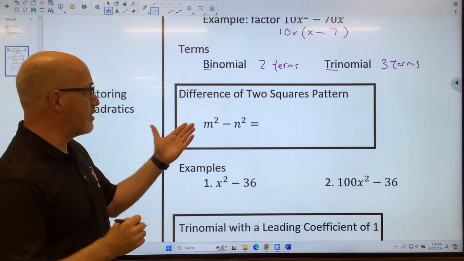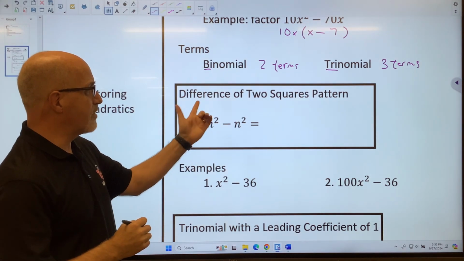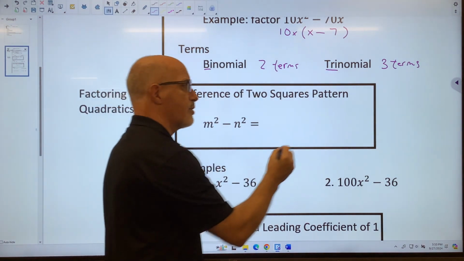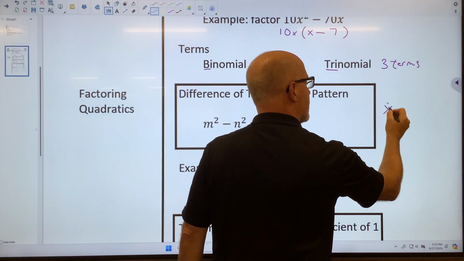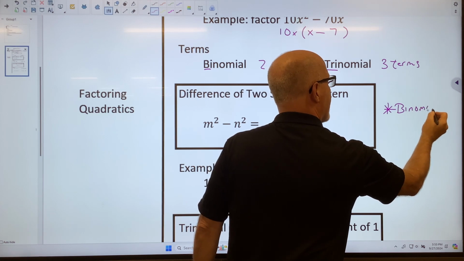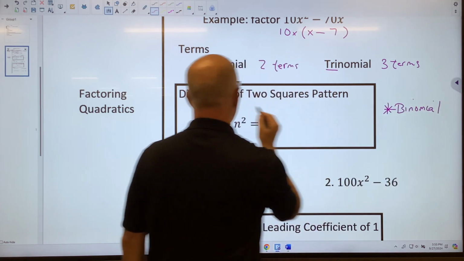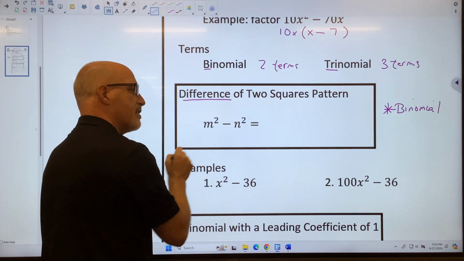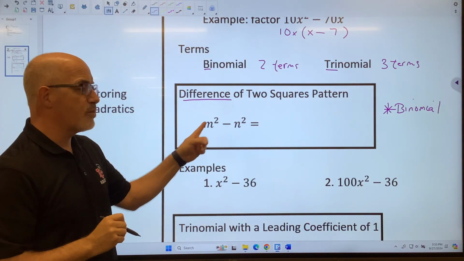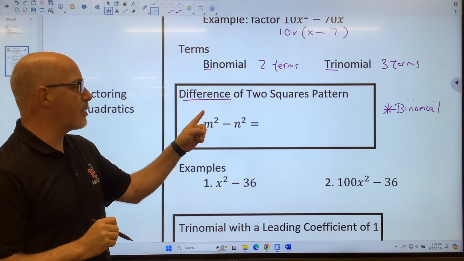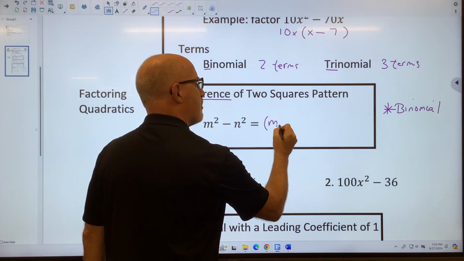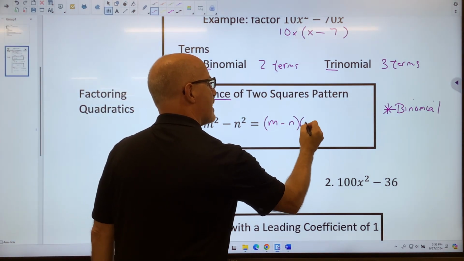But to start with, notice that this is a difference of 2 squares pattern. There's 2 terms here, so this is a binomial. When you see a binomial, the key is that there's a difference, a subtraction in between them, and these two are perfect squares. It's this one squared minus that one squared. Then it's going to factor into m minus n times m plus n.